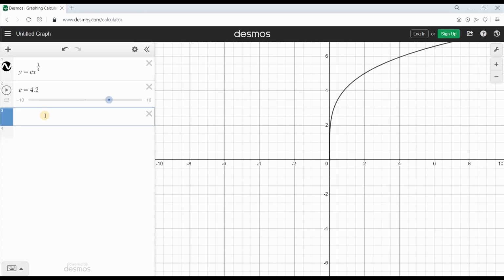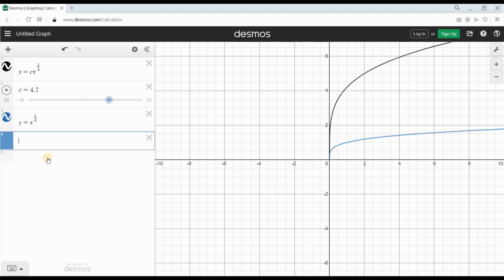However, maybe you want to see a few different streamlines at the same time. You can always do that. I'm going to show you the streamline that passes through point 1 and 1, the blue line here. I'm going to show you another streamline. Maybe C is 2 this time.